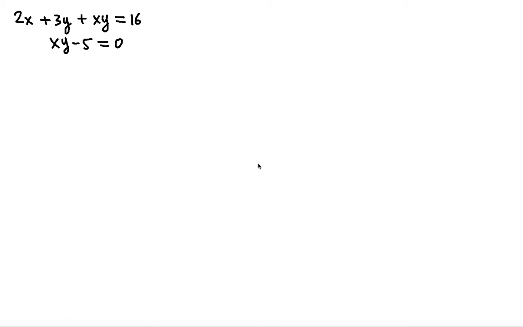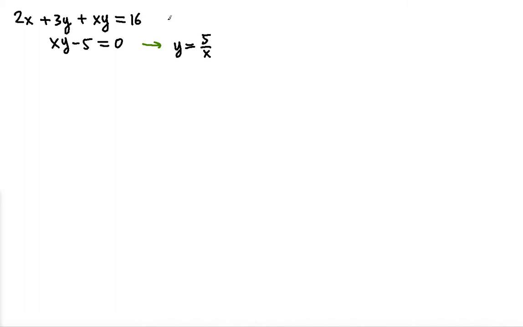To solve the given system of nonlinear equations, first, what you should do is solve the second one for y in terms of x. So notice that this turns into y is equal to 5 divided by x. Okay? Now, how do you solve this one?